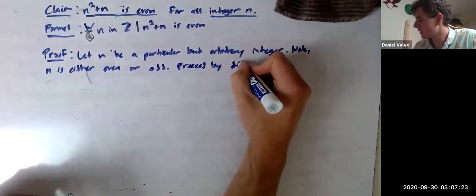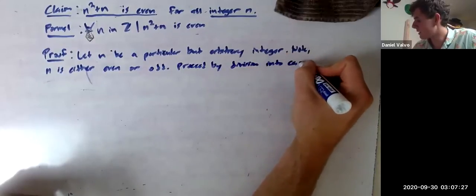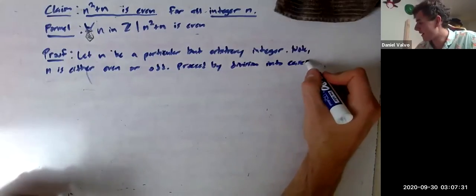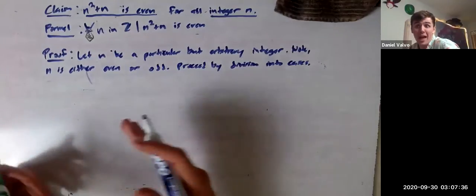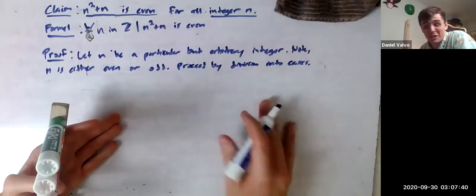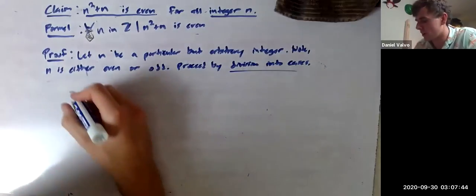Proceed by division into cases. Uh-oh. I mean, what's the opposite of uh-oh? Yay. Oh, I don't know. The point is we talked about division in cases before, right? This is one of our argument forms. This is what I was talking about, where this kind of stuff is always under the hood.